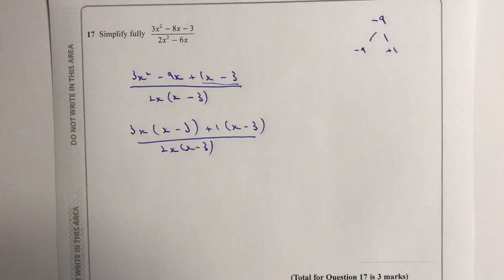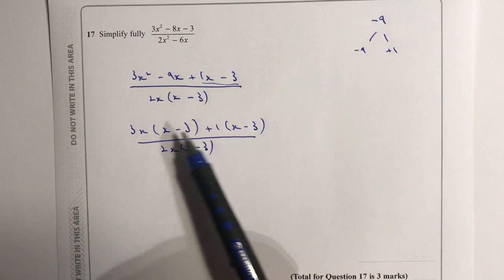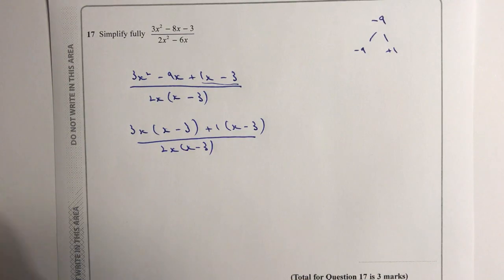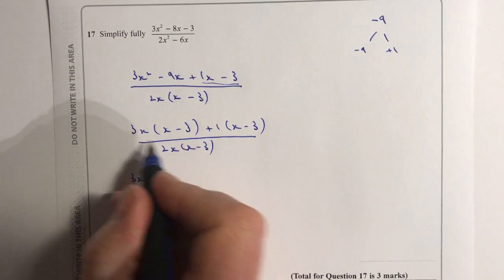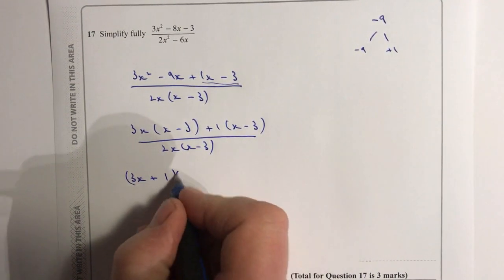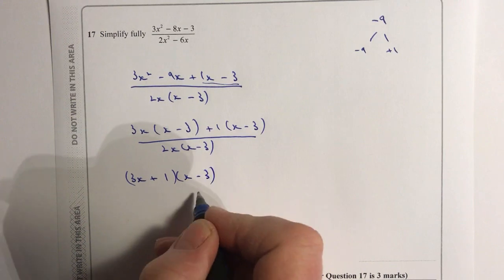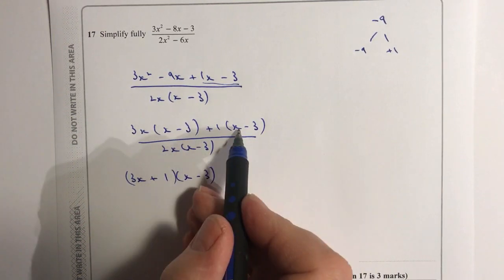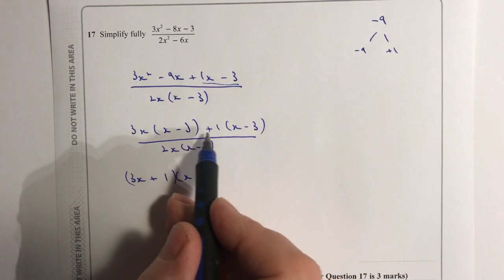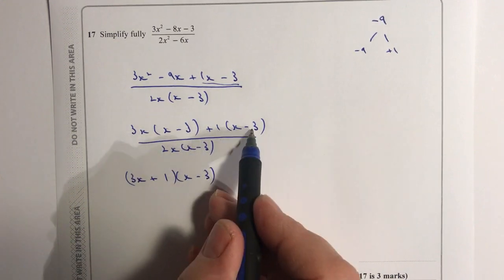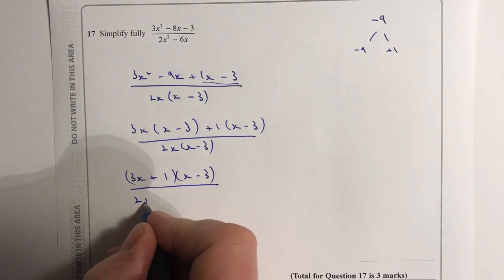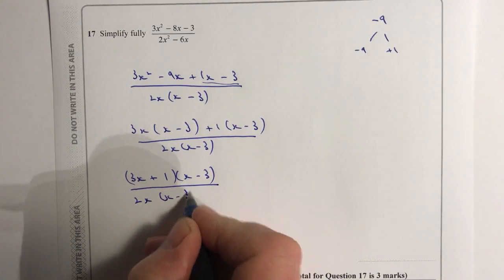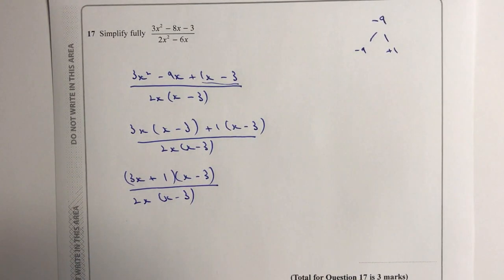Now because these two bracketed terms are the same as each other, I can bring them together and I can write the top as 3x plus 1, multiplied by x minus 3, because those two terms are the same for both of these. So I can bring those two together and then I can divide by 2x times x minus 3. Okay, now that's the technique I use.